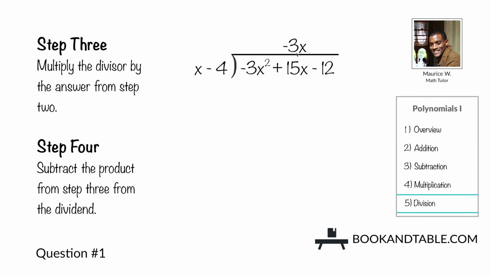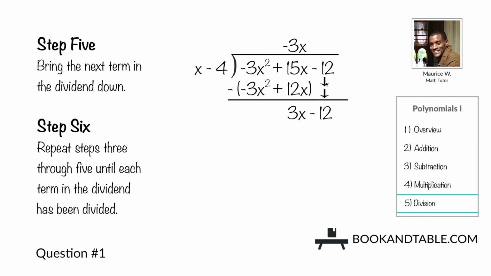And now we'll multiply negative 3x times the divisor. And that gives us negative 3x times x, which is negative 3x squared. And negative 3x times negative 4 gives us positive 12x. And now we want to subtract this product from the dividend. So that gives us negative 3x squared minus negative 3x squared, which becomes plus 3x squared. So they cancel each other out. And we have 15x minus 12x, which gives us 3x.